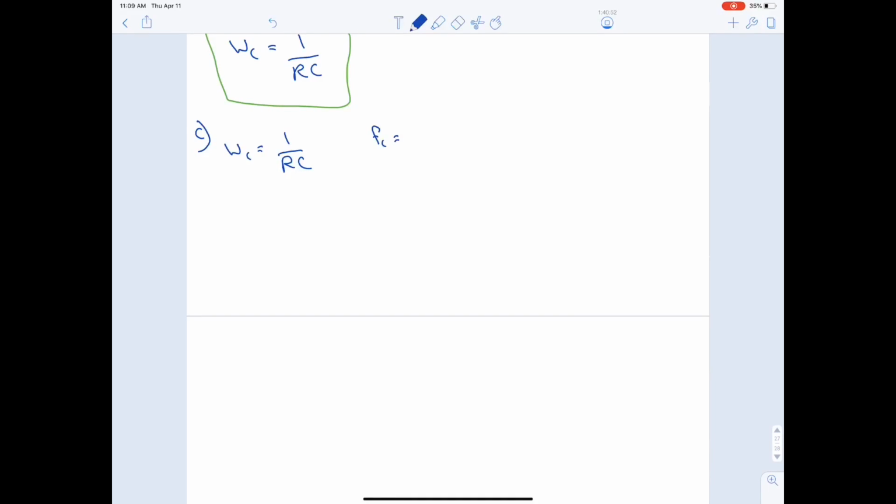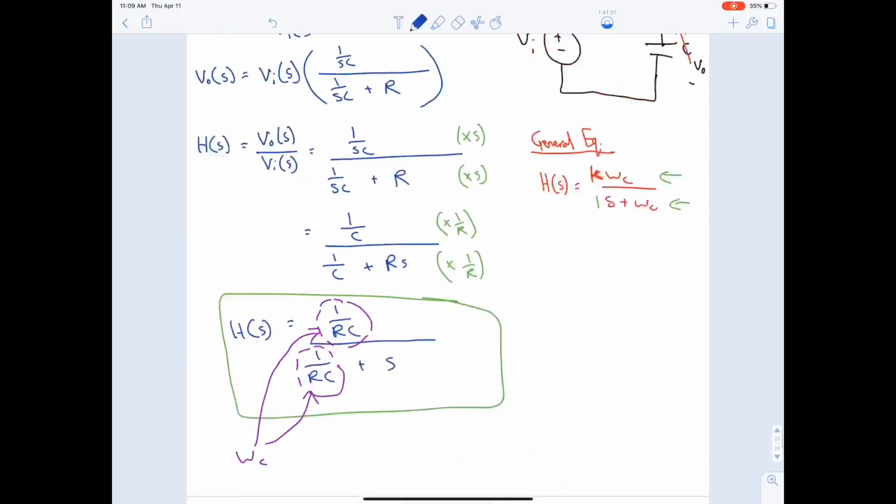FC was equal to 3 kilohertz. So omega c will be 2 pi FC, which is equal to 2 pi 3k, resulting in 6 kilo pi rad per second. So here you will be having 6 kilo pi equals 1 over RC. Okay, now is C also an unknown?